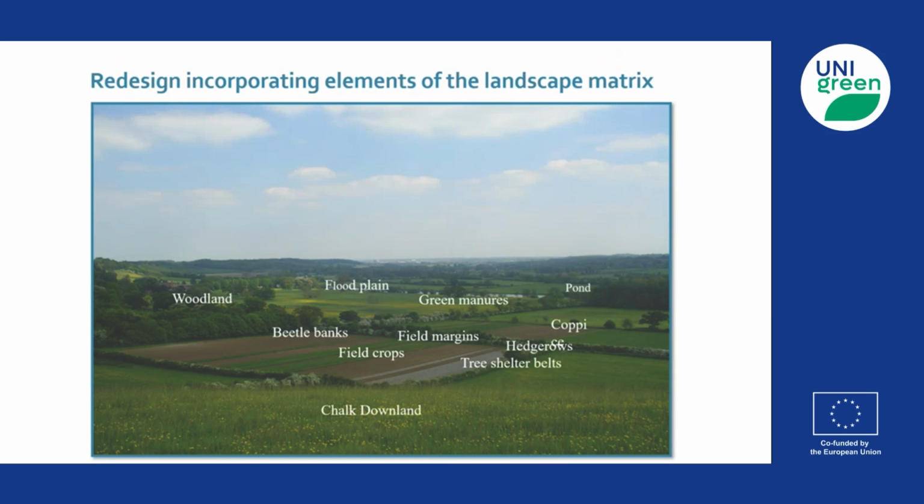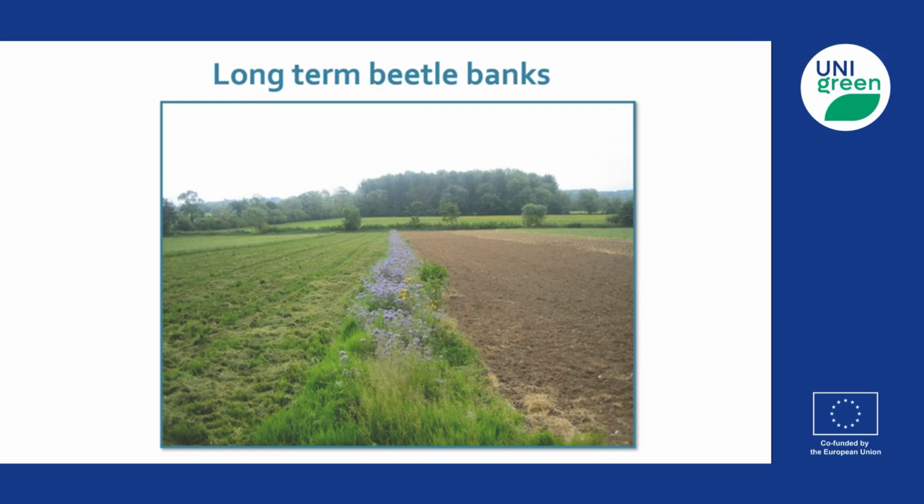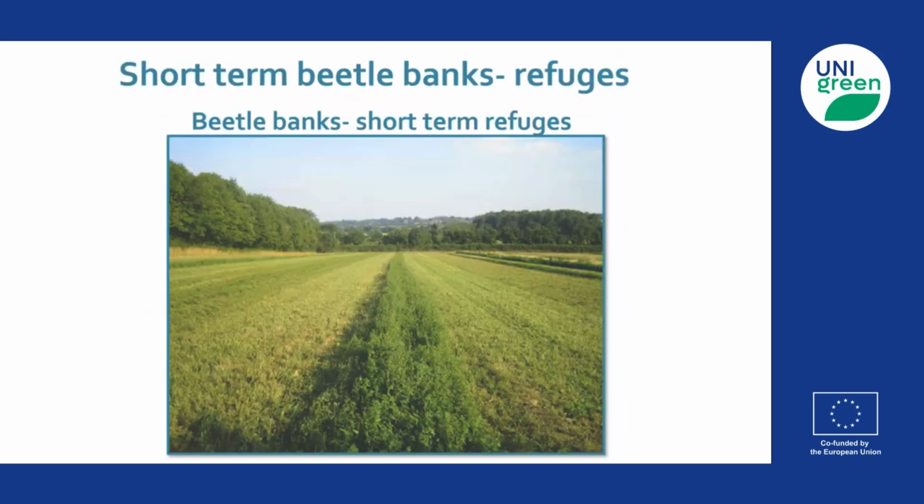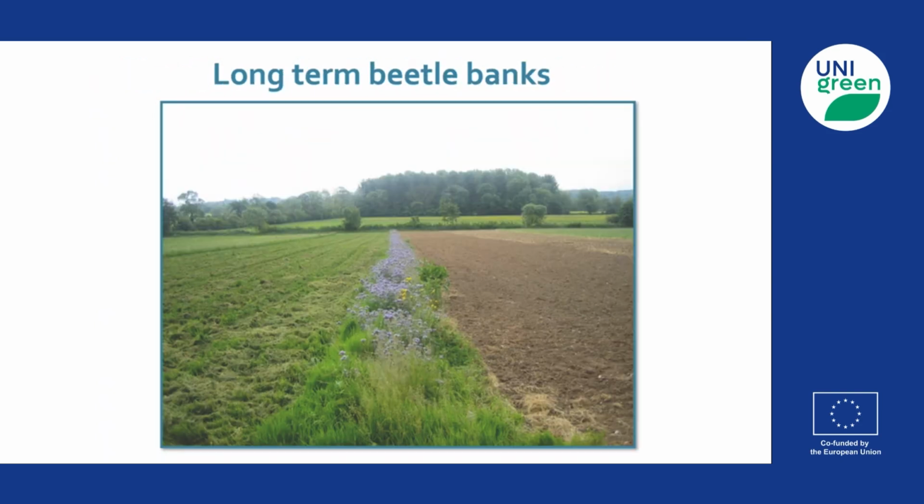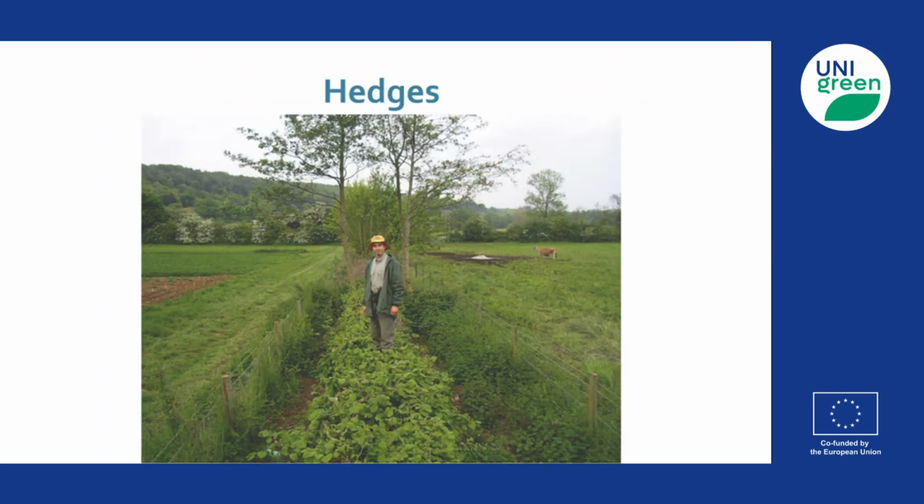This is the woodland proteins. It has a lot of field margins. Anyway, let me show you more or less what he was doing. He had this Facilia, the corral. It's a long-term beetle bank, very good for predators. He also had short-term beetle banks with alfalfa. And also he protects the edges.